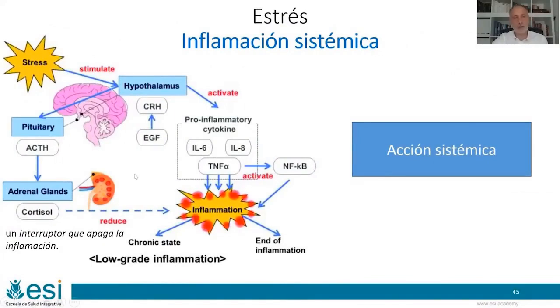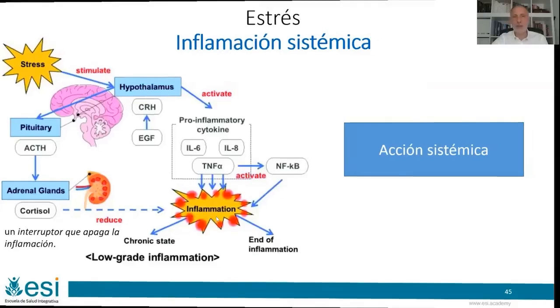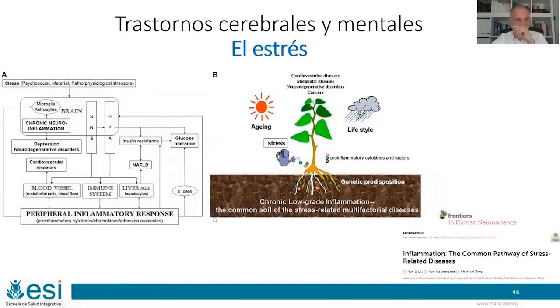This needs deeper examination, which is what we do in the course, where stress affects different brain areas like the hypothalamus and then the pituitary gland, which activates a neurohormonal secretion that ultimately activates cortisol, which reduces inflammation. But if stress is chronic, somehow pro-inflammatory cytokines are secreted that turn off the switch that turns off inflammation, meaning we perpetuate chronic low-grade inflammation as a consequence of chronic stress.